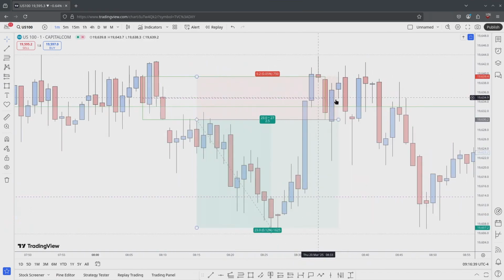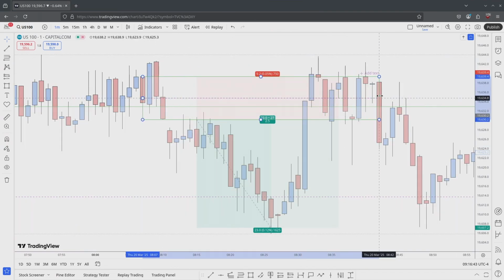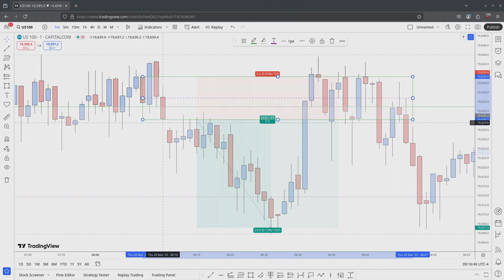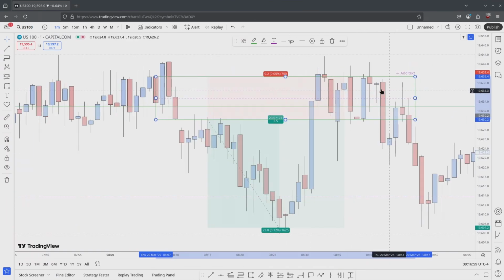So in my opinion, price would just be hanging around inside this breaker block. Breaker block, fair value gap here, gap sitting there, order block. Price just hung around inside that range of this breaker block here. I wouldn't take anything off this structure.